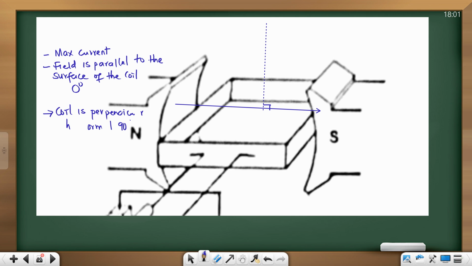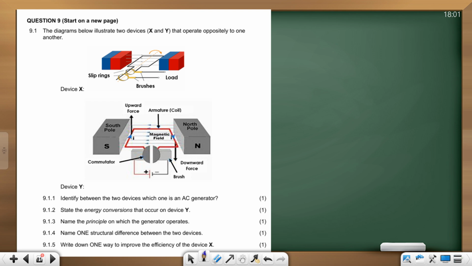Okay, direction of flow of current. I cannot answer that in this case because I need two things. I need to know whether the coil is moving clockwise or anti-clockwise. That's your question, right? Okay, so I also know the direction. Let me see something here. All right, we'll be able to answer it from here.